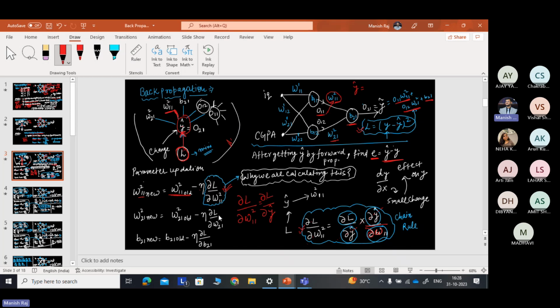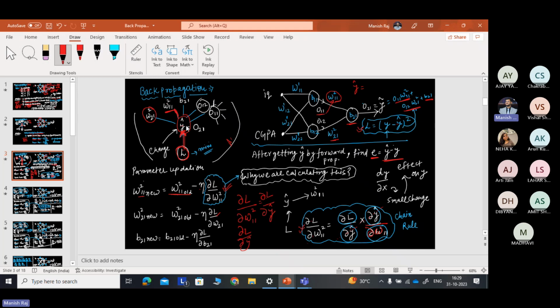Now what will happen next? dL by dW1. So dW1 here, L here. This is dependent on this. Again you will take dL by d y bar, and this is dependent on this. So you will multiply d y bar upon dW1. So you can get these two cancelling out in a way.